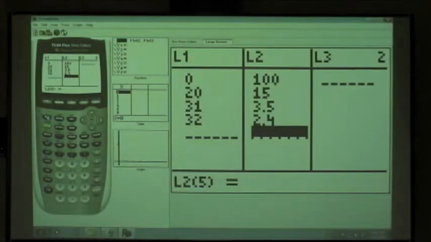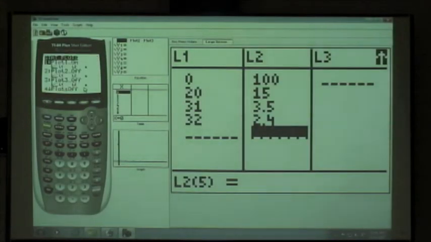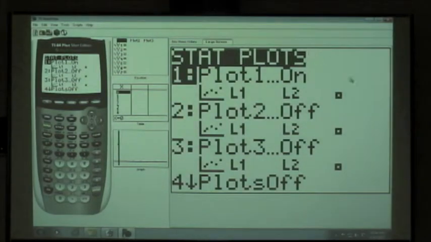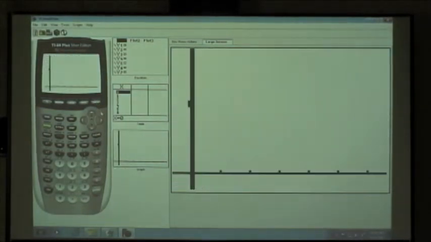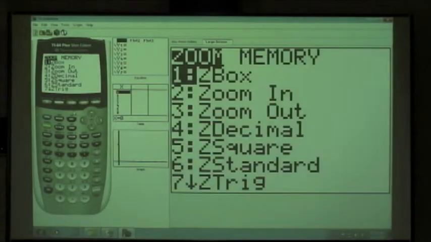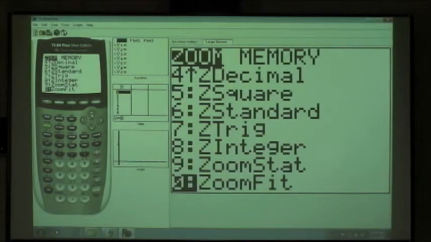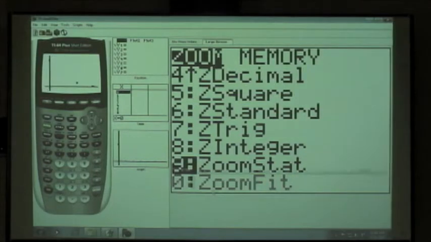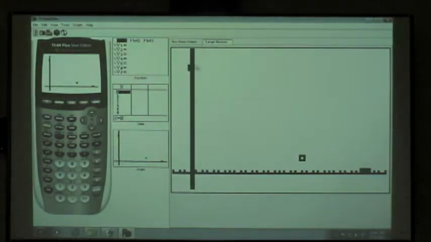Since we already did the other one and we go to Second and Stat Plot, our plots should already be turned on. That has not changed because we did not change previously from the previous problem. So then we go back to Graph, but now I still can't see my points. This is what's going to change if you change from one graph to another. You still have to go back to Zoom again and go down to Zoom Stat in order to zoom in on those points.